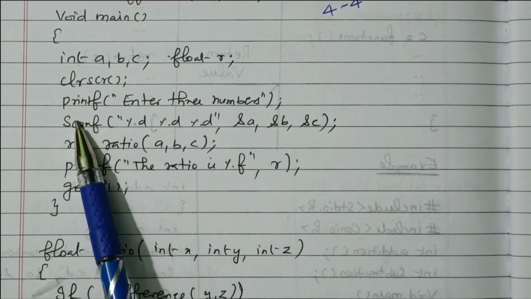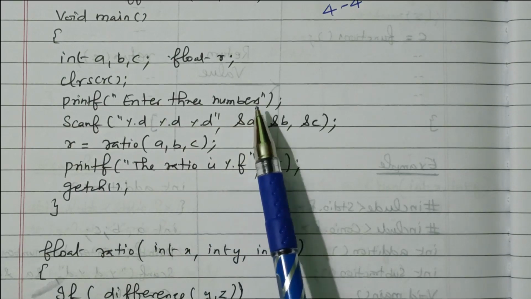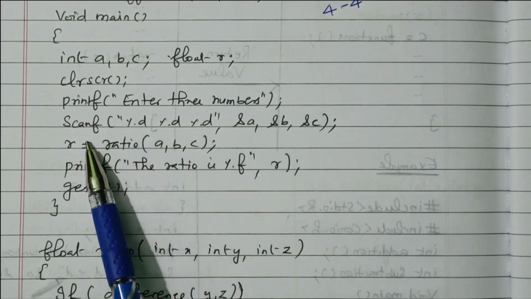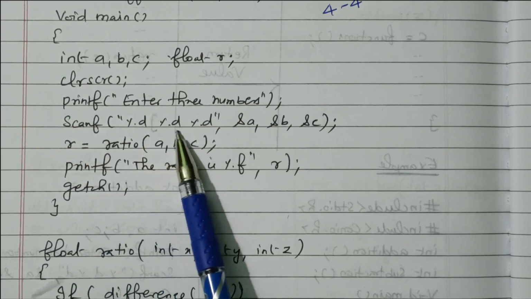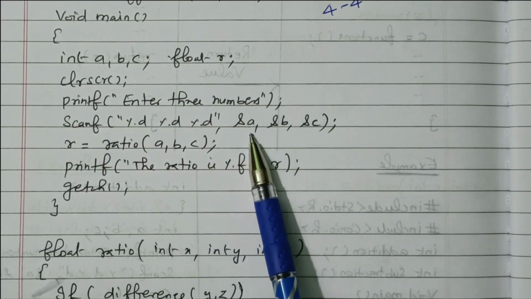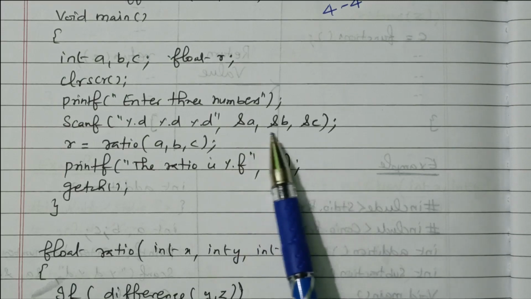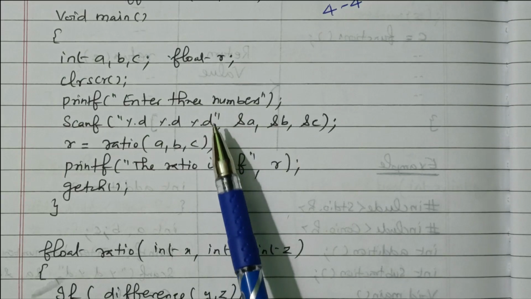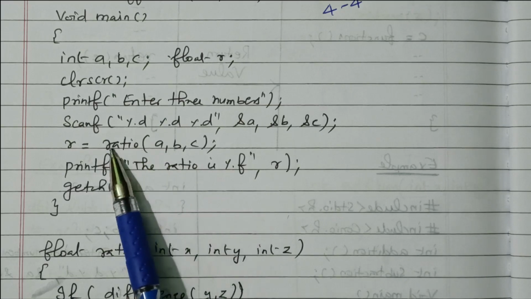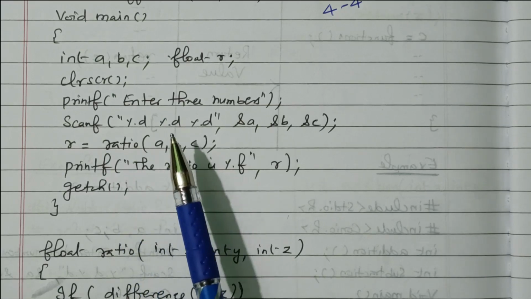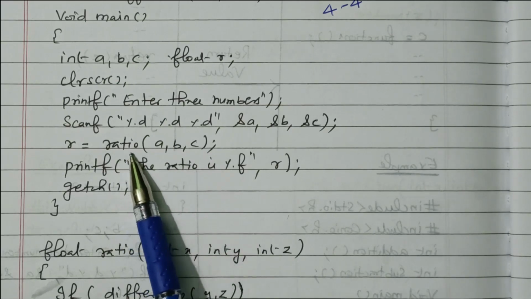So after clear screen, we ask the user to enter the three numbers. Printf enter three numbers. The user will enter three numbers, integer numbers. By using scanf statement, we can scan the numbers. %d indicates the integer type. The three numbers are stored in &a, &b, and &c. That is address of a, address of b, and address of c. Now we got these three values from the user. r equal to ratio(a, b, c). What is this? This is called function calling. Earlier what we saw is function declaration. We declared the two functions. In that we are calling this one function.